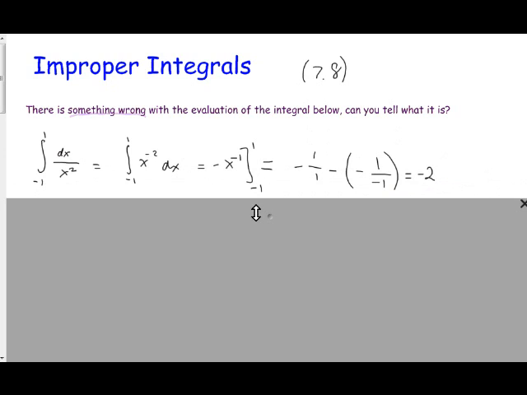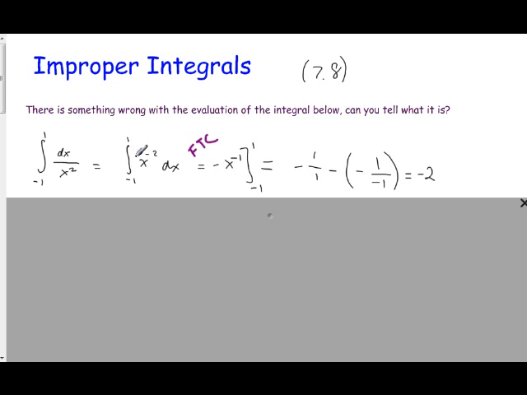I've already got it pre-written. I'm going to do the integral from -1 to 1 of dx over x squared. Of course, how do you do the integral of 1 over x squared? Well, generally we write it as x to the -2, and then we find the antiderivative using the power rule. -2 plus 1 is -1. Divide by -1, that's just negating it.